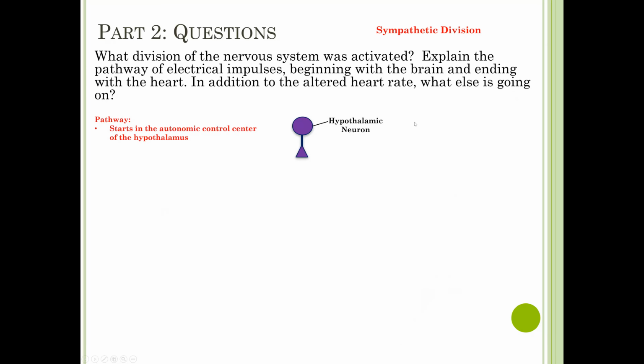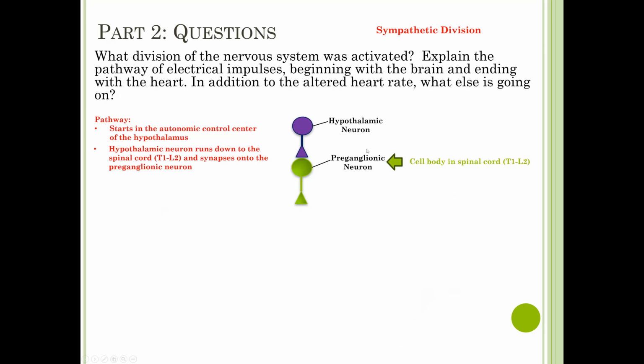So again, we're going to start in the autonomic control center of the hypothalamus with the hypothalamic neuron. We are going to run from the hypothalamus down to the spinal cord where we are going to synapse onto a preganglionic neuron. The cell body of the preganglionic neuron in the sympathetic division is going to be in the spinal cord between spinal segments T1 and L2.